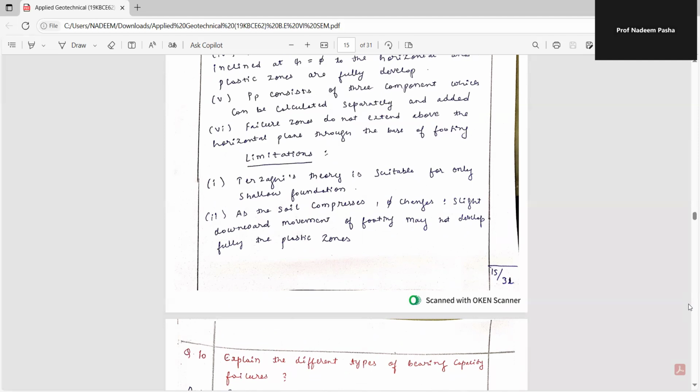So, what are the limitations? Terzaghi's theory is suitable for only shallow foundations. As the soil compresses, phi changes. Slight downward movement of the footing may not develop the plastic zone fully.